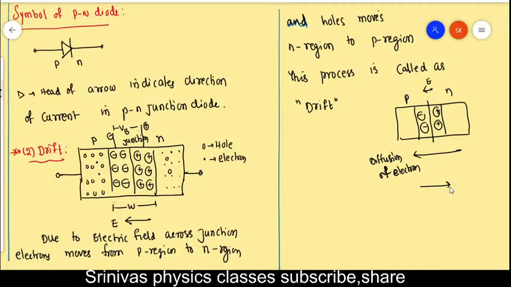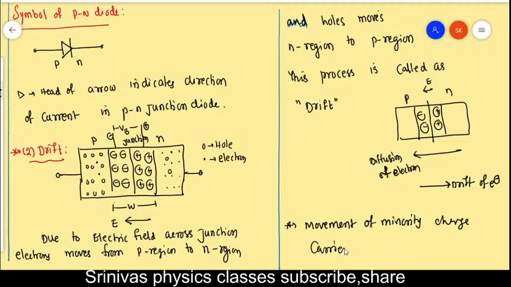Drift of electrons is to the right side. And actually, movement of minority charge carriers due to electric field is called drift. Is it clear, students? Drift and diffusion.